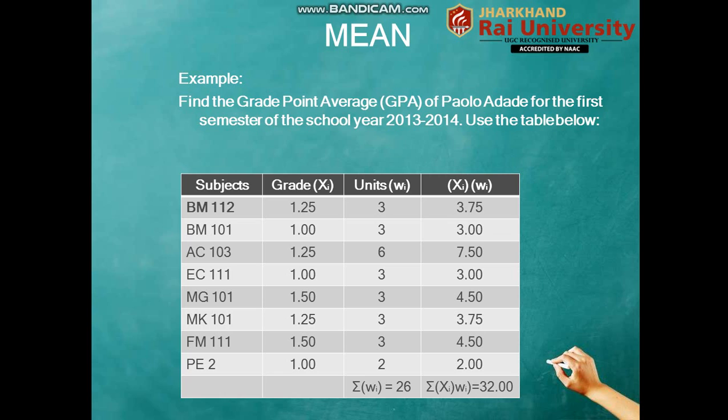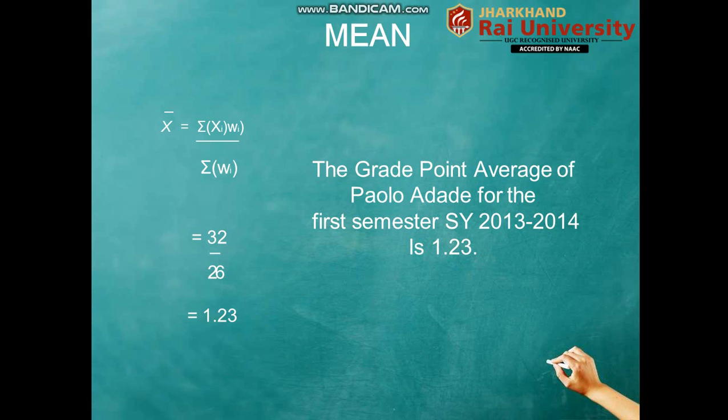So in the case of the first one, BM 112, what we are doing is multiplying the grade with the unit to find XiWi, and similarly we will find FiXi. So 3 into 1.25, that is 3.75. In the same way we have calculated the entire data, and after this, how to calculate the GPA or the mean? So X mean equals sigma XiWi divided by sigma Wi.